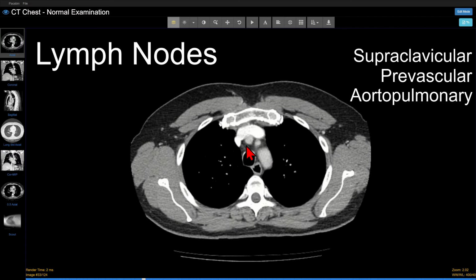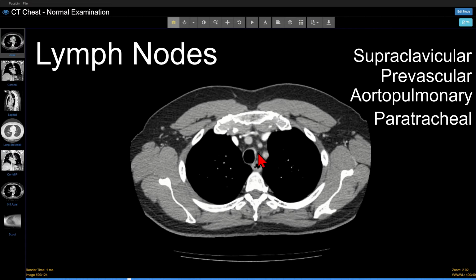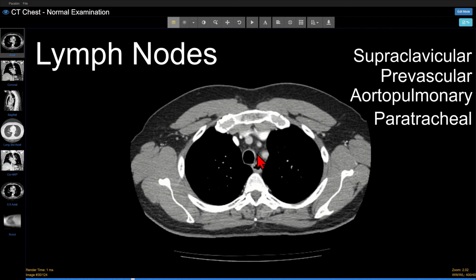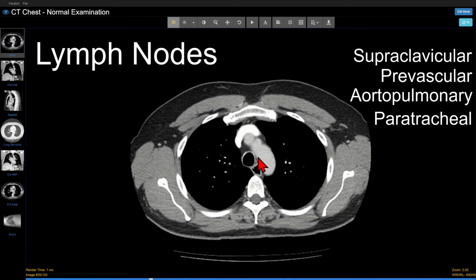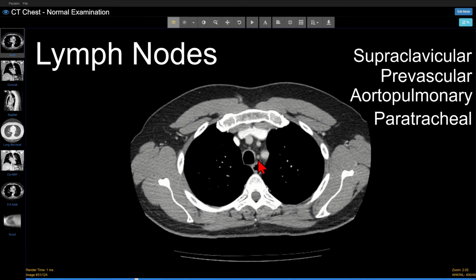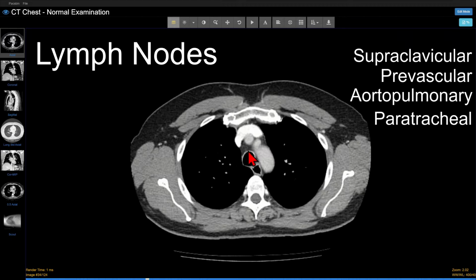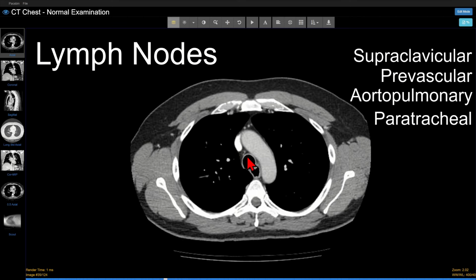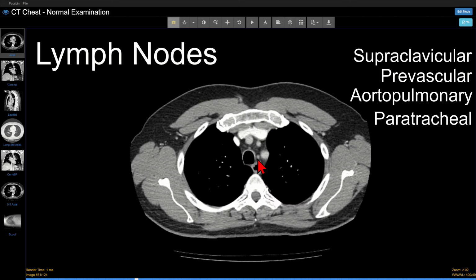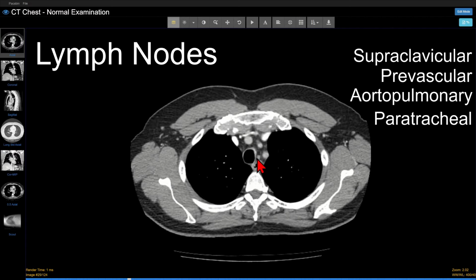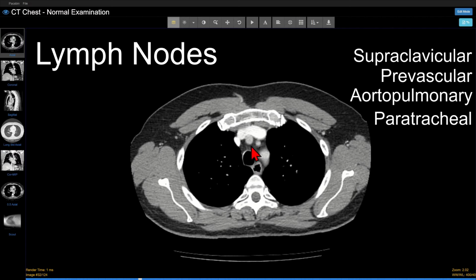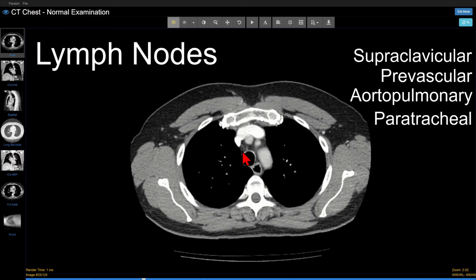We have paratracheal nodes, which are surrounding the trachea. And that includes left paratracheal nodes. You can see a normal appearing lymph node here on the left, for example, and right paratracheal nodes. The dividing line between left paratracheal and right paratracheal is the left lateral border of the trachea. So left paratracheal nodes are out here, and right paratracheal nodes are anterior and to the right.